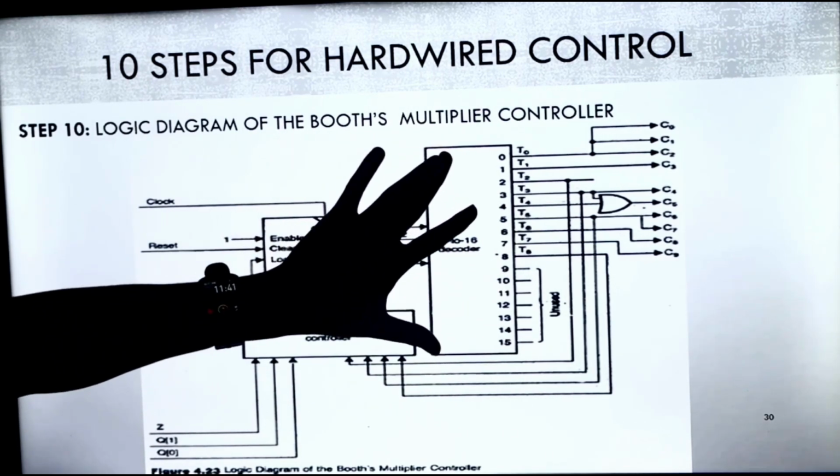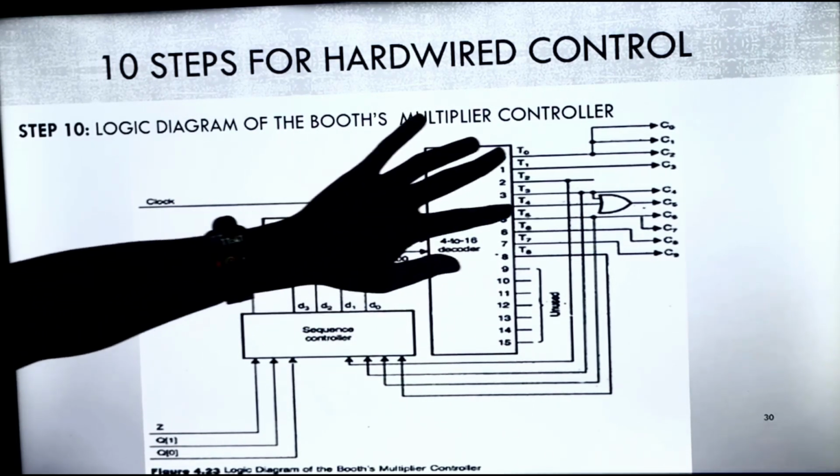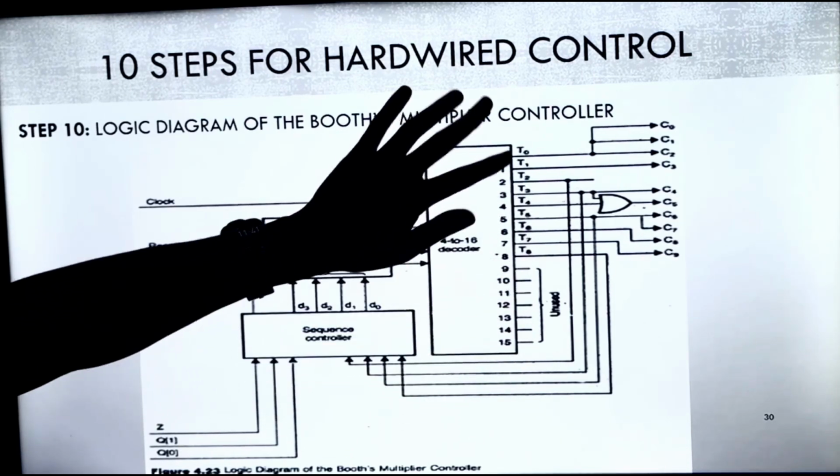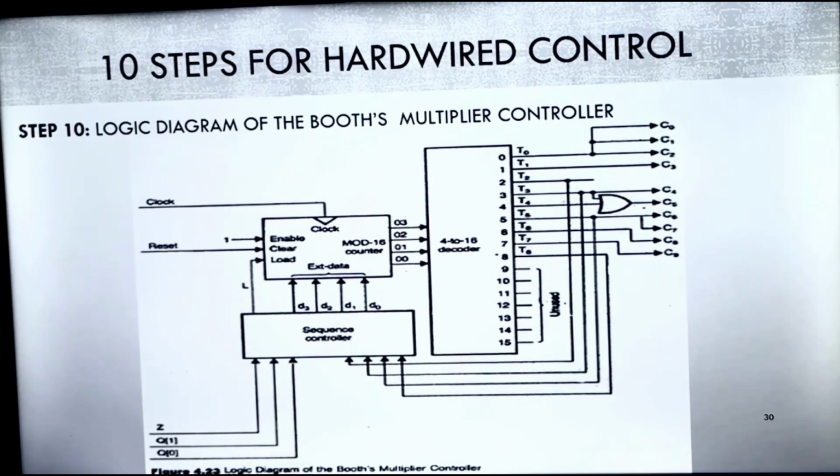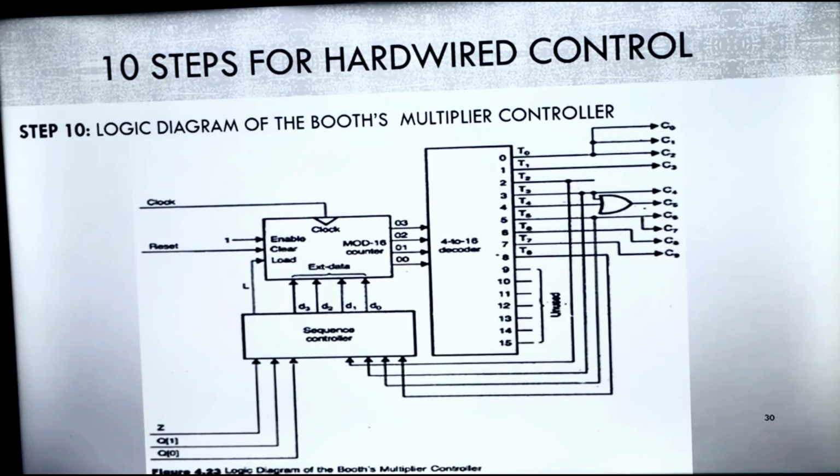So I have a 4 to 16 decoder, 4 input lines and 16 output lines drawn, but I know I have only 9 states. So T0 to T8 will be used, the rest will be unused. I think this much is clear for you. Next, check what I have.